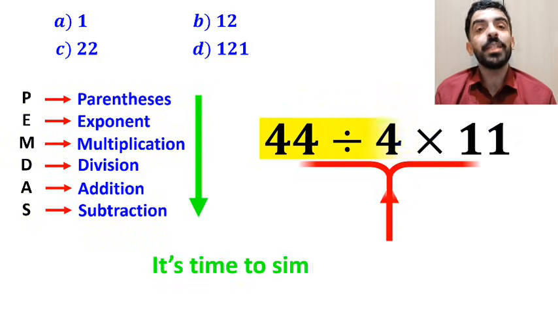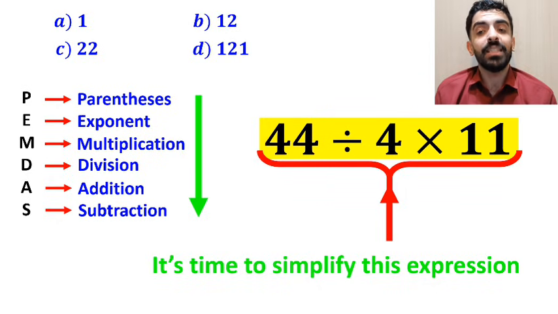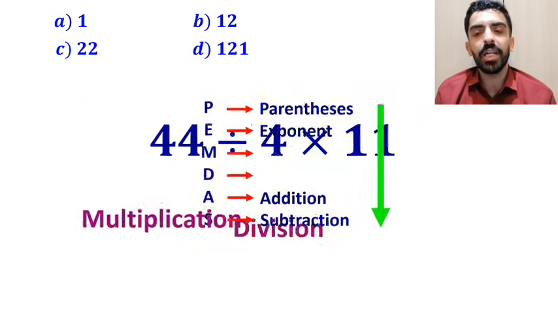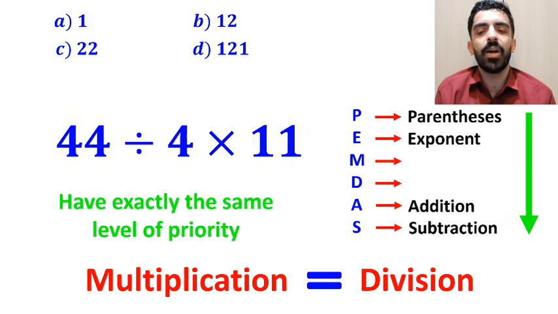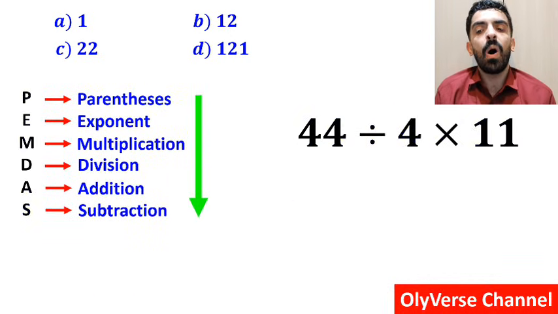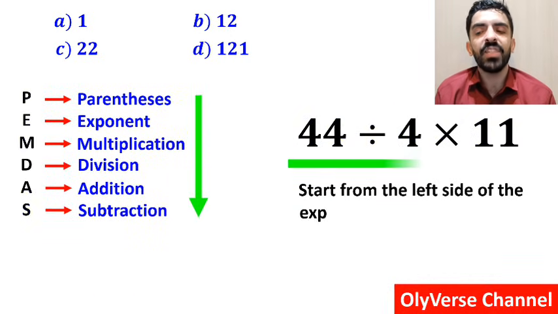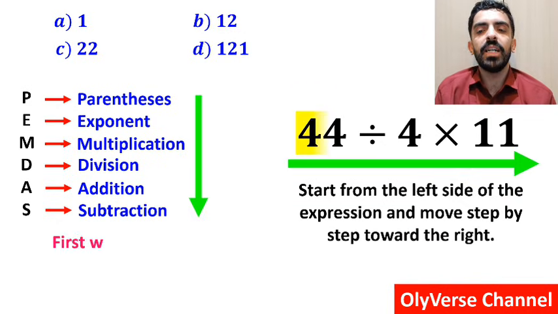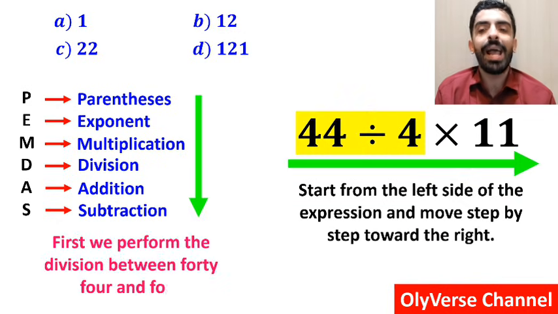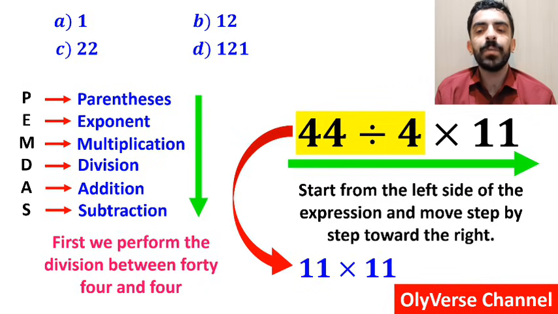Now, it's time to simplify this expression. It's very important to note that in the PEMDAS rule, multiplication and division have exactly the same level of priority. In this case, all we need to do is to start from the left side of the expression and move step by step toward the right. So, first we perform the division between 44 and 4, which simplifies this expression to 11 multiplied by 11. And finally, the value of this expression will be 121.